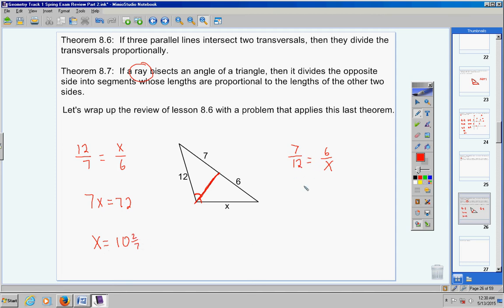Same thing over here. 7 times x is 7x. 6 times 12 is 72. Divide both sides by 7 and you will get 10 and 2 sevenths, or 72 over 7. Alright, so understand this theorem, guys, what it means.